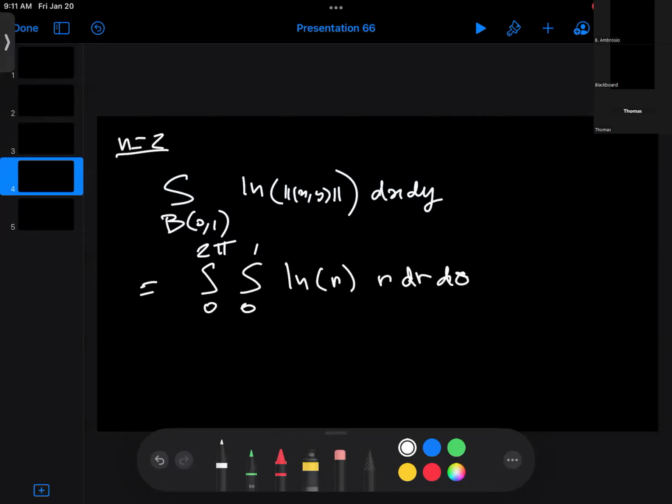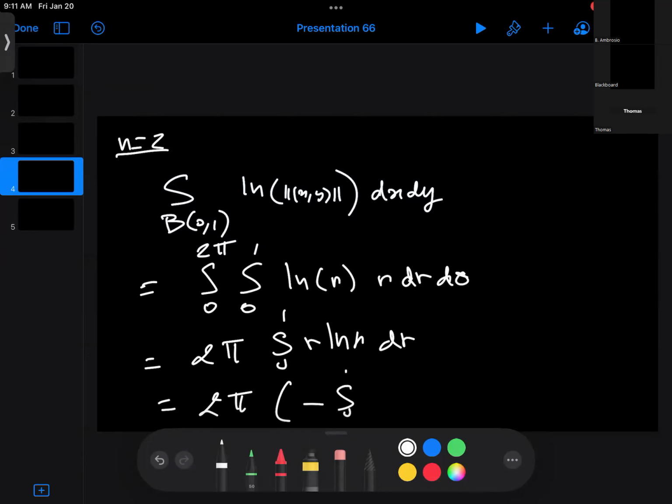Okay, so now it's just a simple computation. So nothing depends on theta. So I get 2 pi times the integral between 0 and 1 of r log of r dr. And this I will use integration by parts. So this gives me minus the integral of, I take here the antiderivative of r, which is r^2 divided by 2, and I divide by r, dr, plus r^2 divided by 2 times log of r.